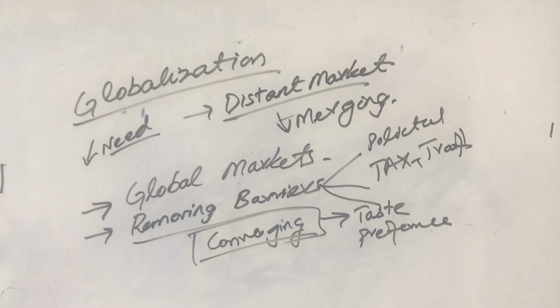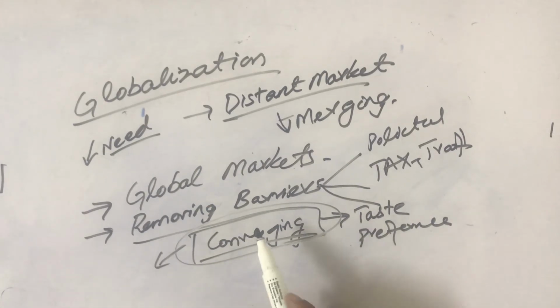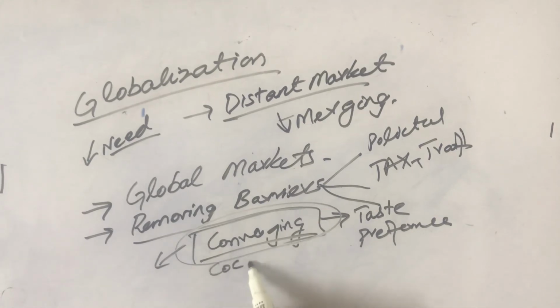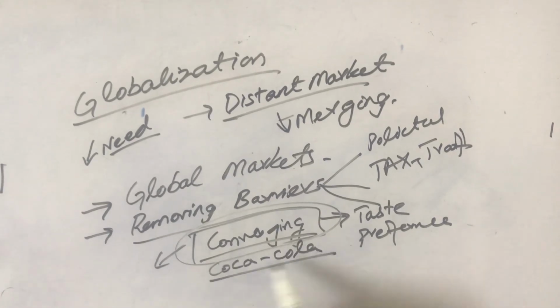So we can make one product even for the whole world. Still, there are some exceptions, but mostly products and tastes are converging. Now, due to this convergence, firms nowadays are supplying the same product worldwide. If we talk about Coca-Cola, Coca-Cola is the same, though there are different versions, like Diet Coke and normal Coke, and a few other versions. But Coca-Cola is a similar product worldwide.